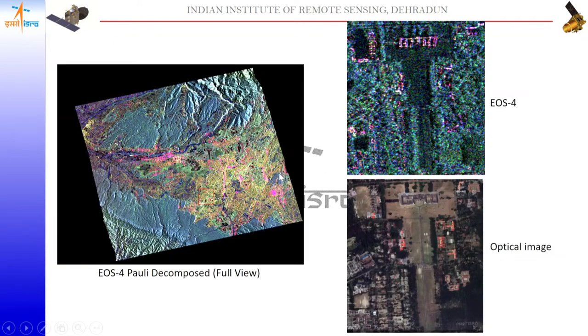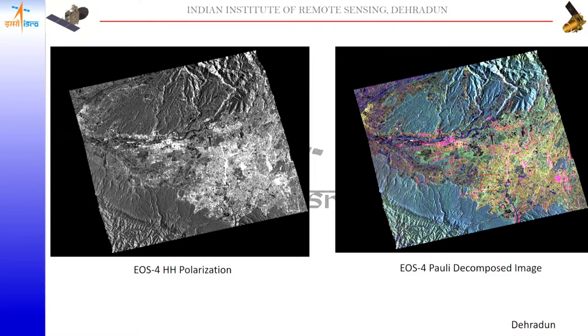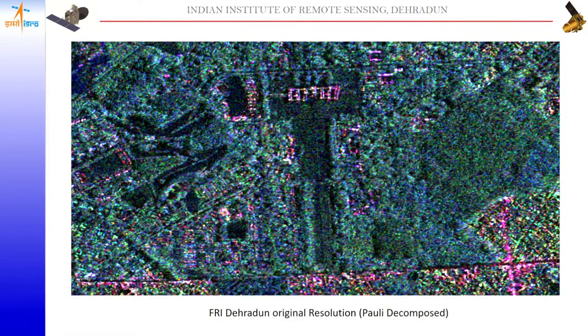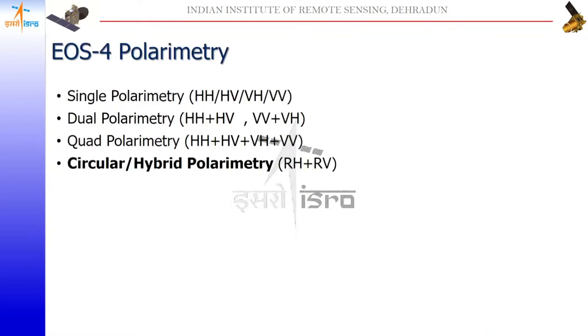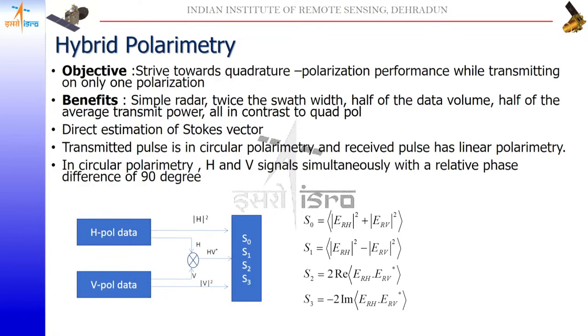From there we can deduce the polarimetric decomposition image, and after this we can do the classification also on this decomposed image. Now the second important thing is the hybrid polarimetry in the EOS4. So what is the hybrid polarimetry?